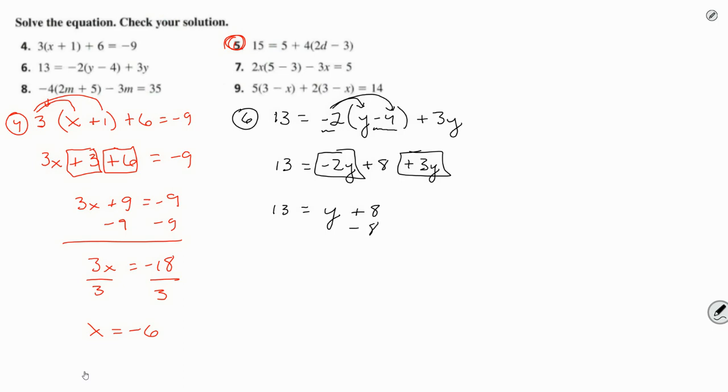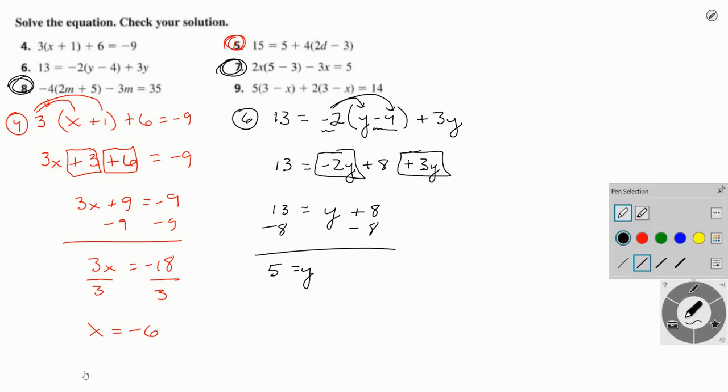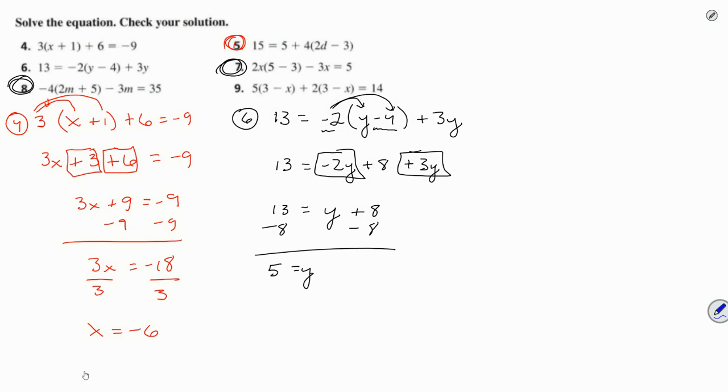And we'll subtract the 8 over. We'll get 5 equals y. All right. Again, I'll probably leave 7 for you, and I'll also leave 8. All right. The last one I'll do on this slide is going to be number 9.